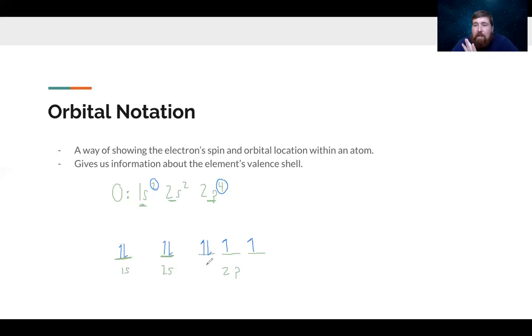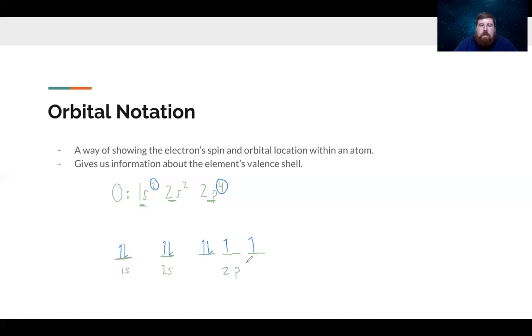So that is the way you fill these orbitals, but I do want to point out that I could have done something along the lines of this, where I did one up and one down. Now, that is not good. This is not the way you would draw an orbital notation for oxygen, and the reason is because it leaves this last orbital empty. Remember, electrons are negatively charged.